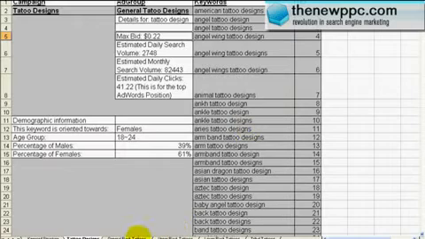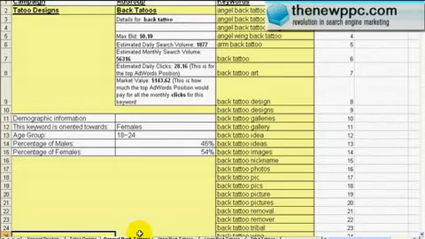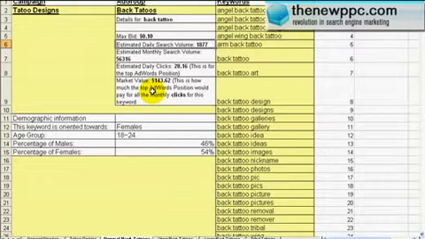Absolutely. Okay, so the next tab over, I believe, is general back tattoos. The max bid is 10 cents. Wow. And the estimated daily search volume is 1877. The estimated daily clicks is 28.6. Market value, I wouldn't go by this too much. I'd like to just use that as a broad range.